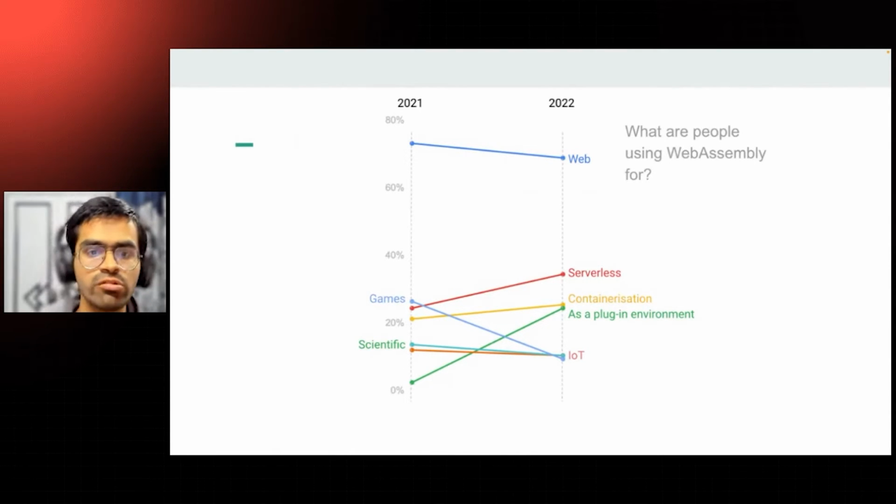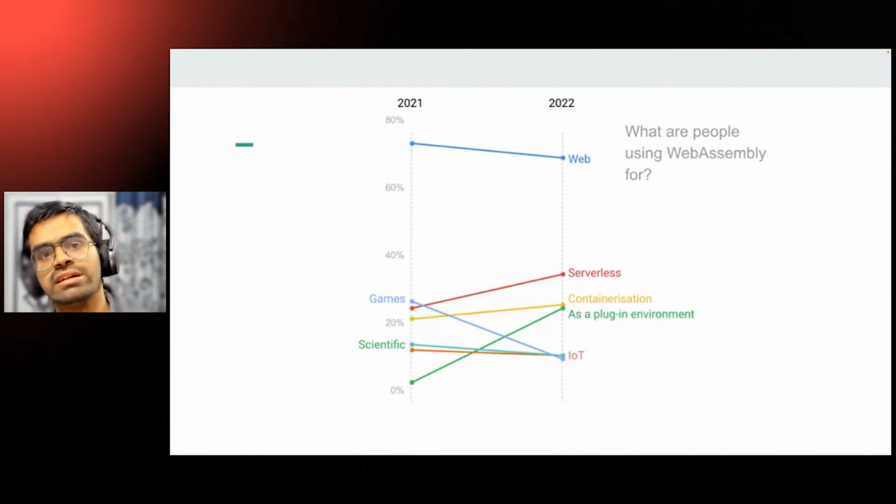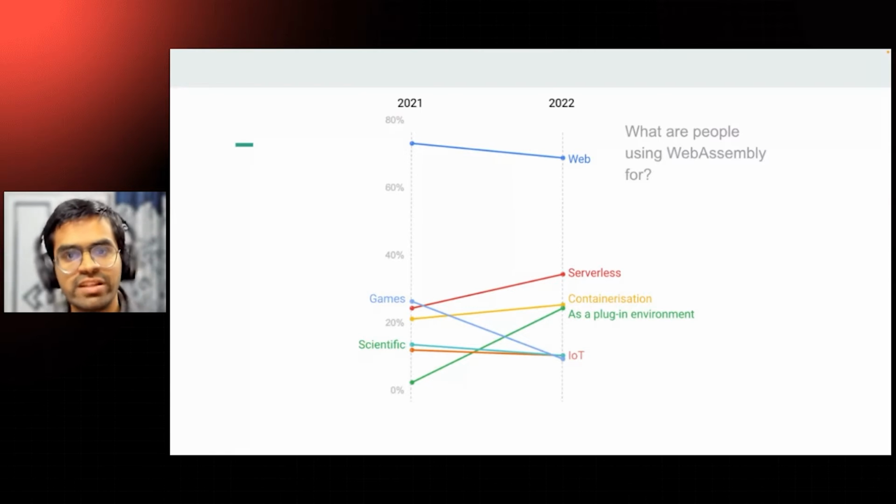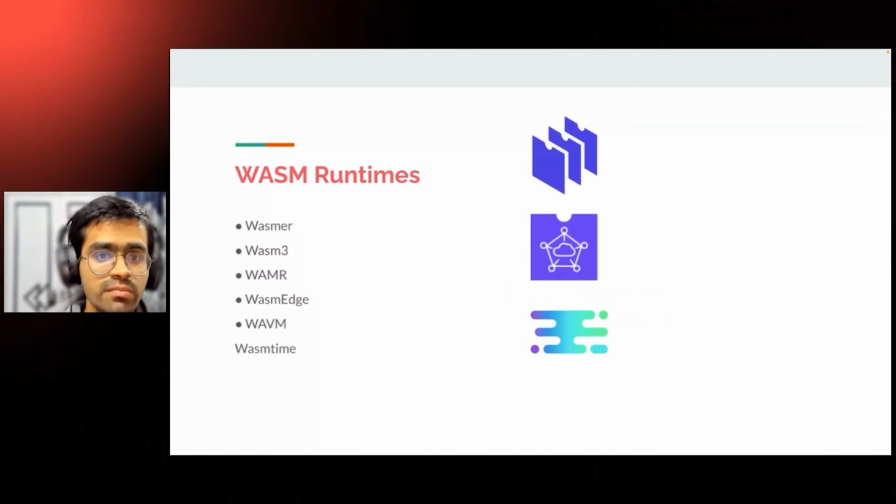You can see that the usage of WebAssembly on IoT, serverless, and even containerization, that's basically on the cloud side, is actually increasing, whereas the usage for web has decreased as compared to 2021. And this rate will continue to be seen even in 2023. There are a lot of different ways in which WebAssembly can be used outside the browser, and here are some of the supporting platforms.